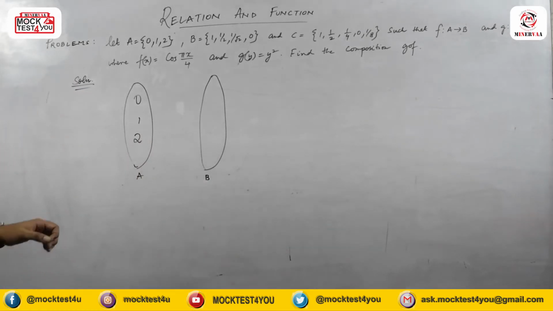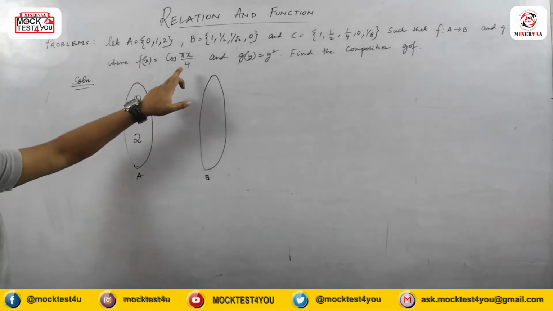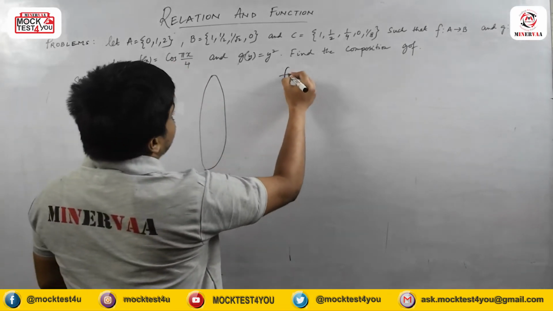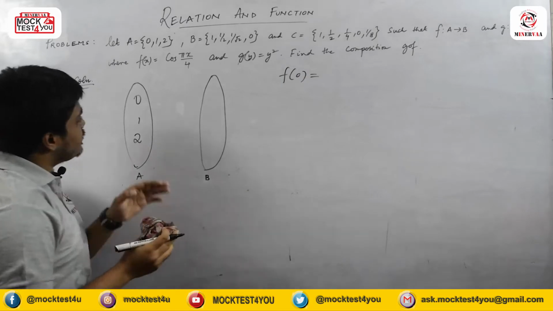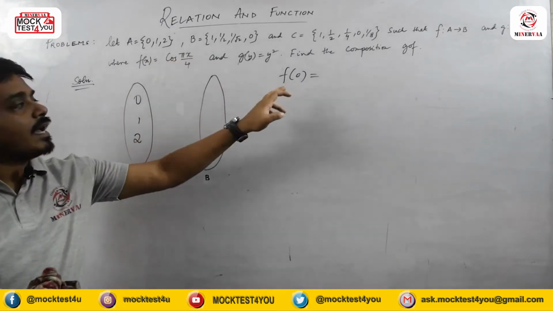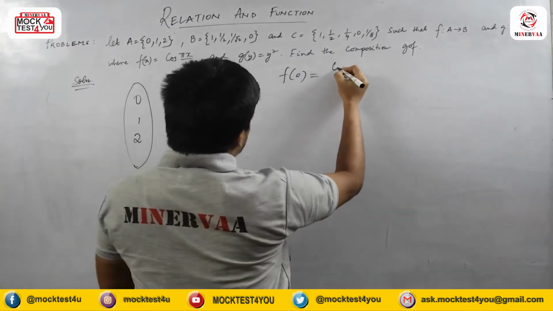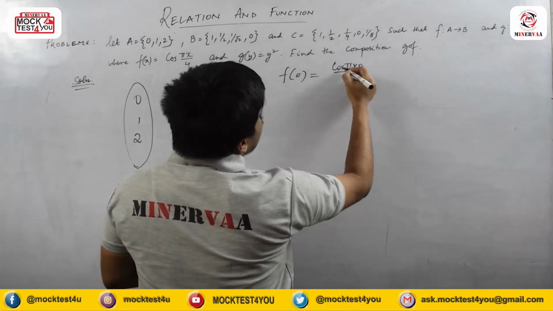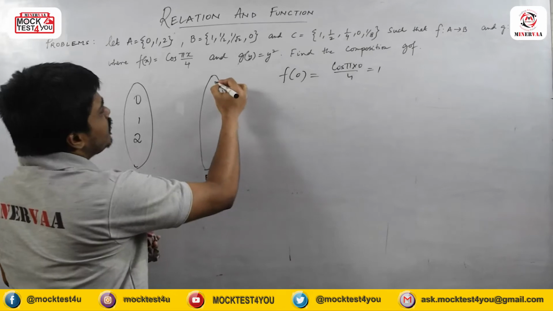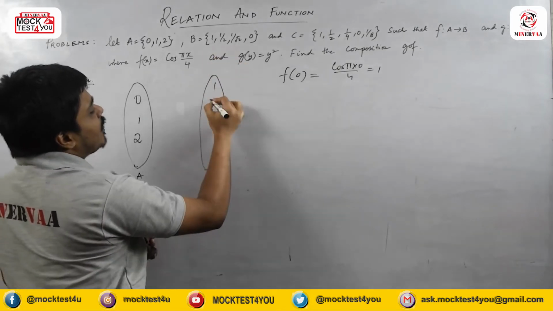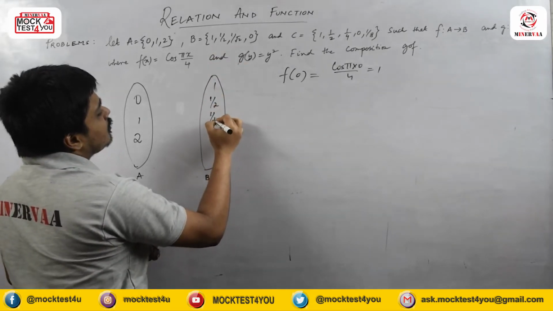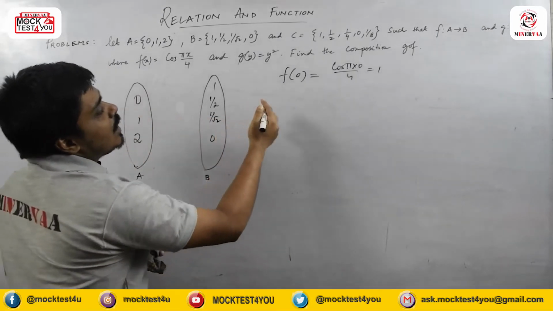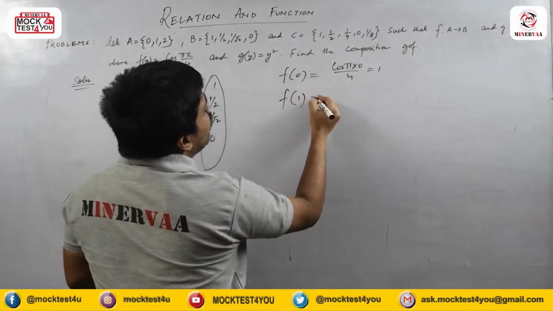Now listen very carefully. When my x is 0, what is f of 0? f of 0 will be cos pi into 0 by 4. So it is cos 0, that is 1. So here comes 1. Let me write all those elements, that will be the elements of B.